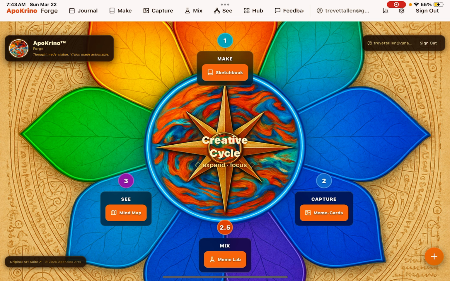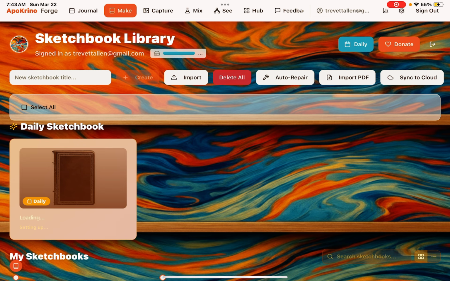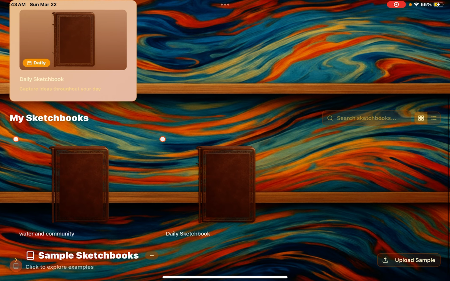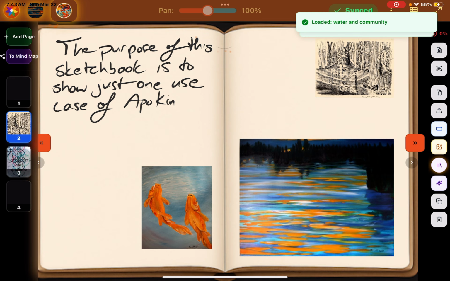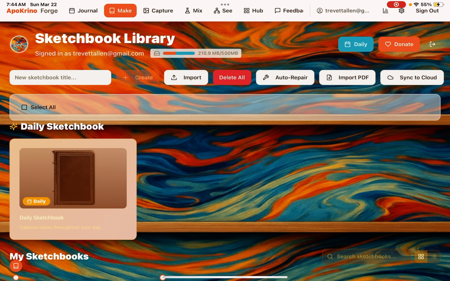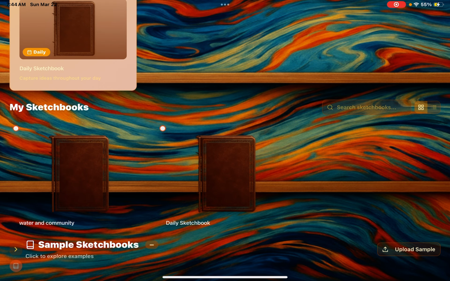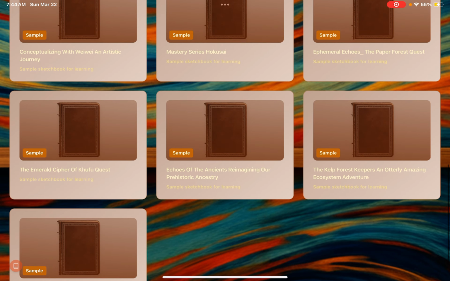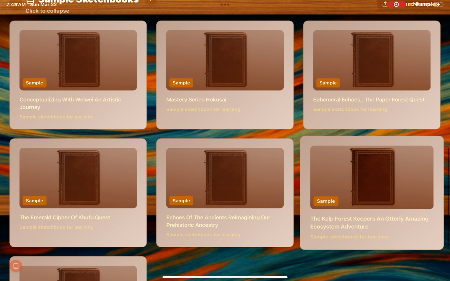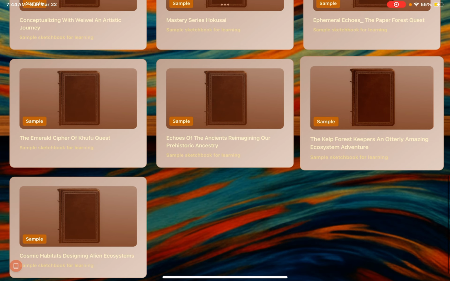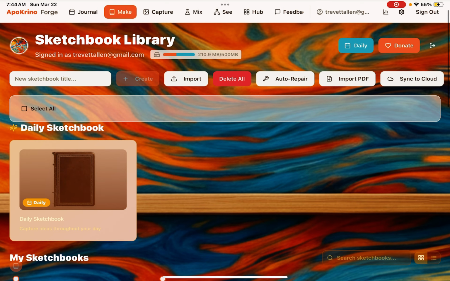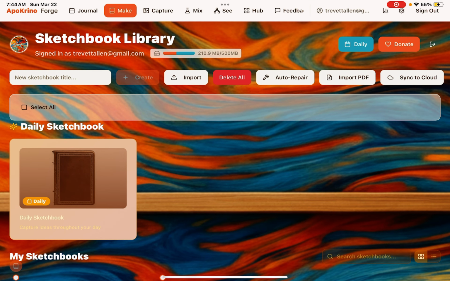Okay, so again, there's the sketchbook. So we were at 1. Here's the daily sketchbook. I was working in the water and community because I'm starting that inquiry. And let's go down here at the bottom. I have sample sketchbooks. Some of these are just for fun, like coloring books, and learning about the work of Hokusai and his sketchbook habits. I'm building all these resources little by little. A lot of it's already built and I just need to propagate it.